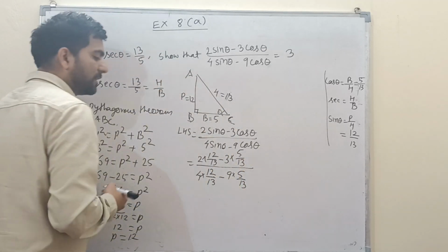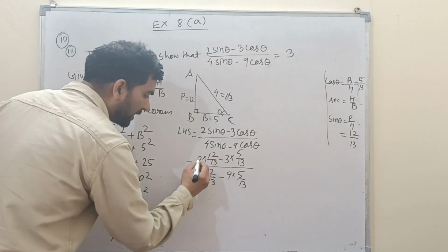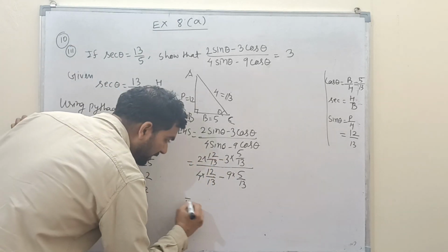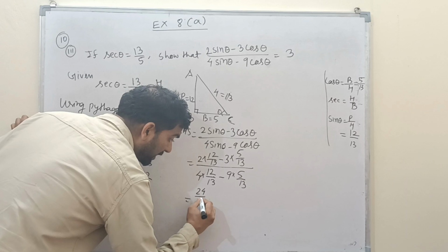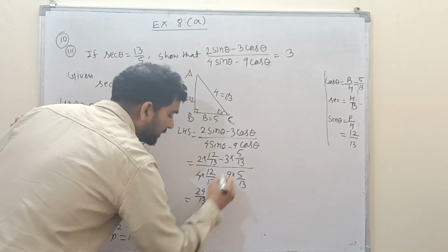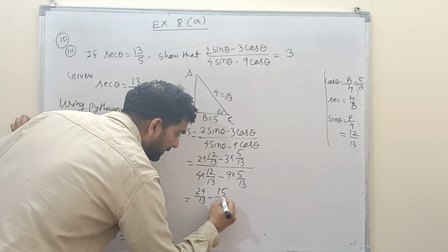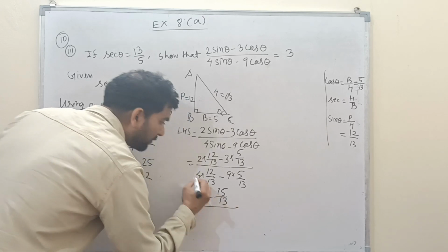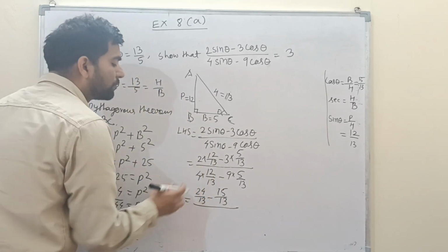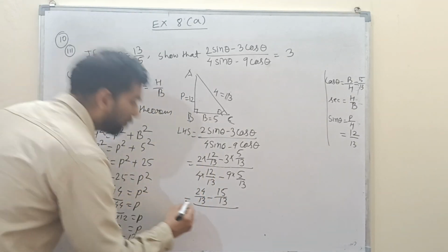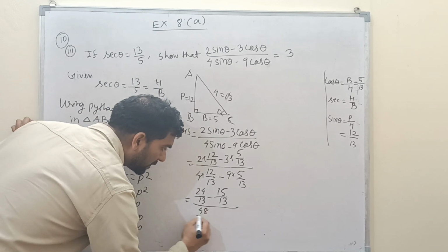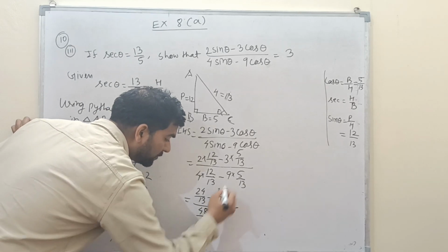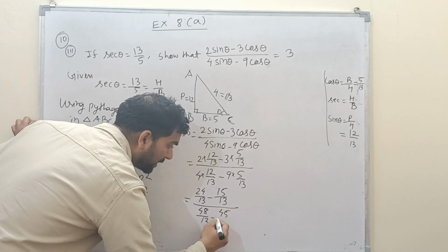Let us take the LCM. Before that, we'll multiply 2 into 12, it will be 24 by 13, minus 3 into 5, 15 by 13. Okay, in the denominator we have 4 into 12, 48 by 13, minus 9 into 5, 45 by 13.